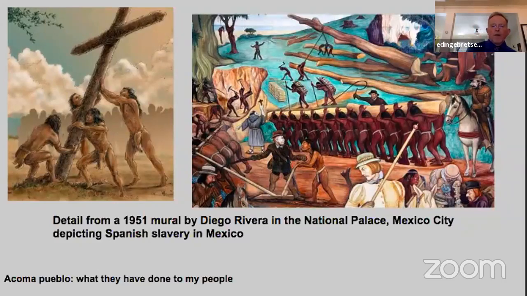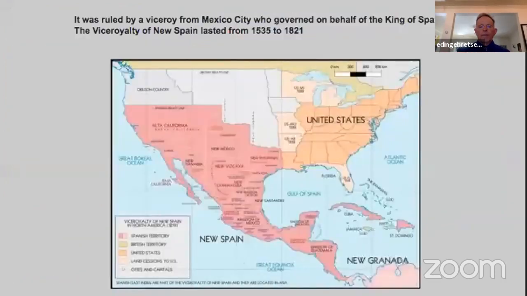From a 1951 mural by Diego Rivera in the National Palace, you see here again, the standard image that accompanied any enslavement by the Spanish, the requisite cross. And here you begin to see the enslaved, you see the different persons doing both church and also civil work. This is in the National Palace still. Nuevo Mexico, New Spain.